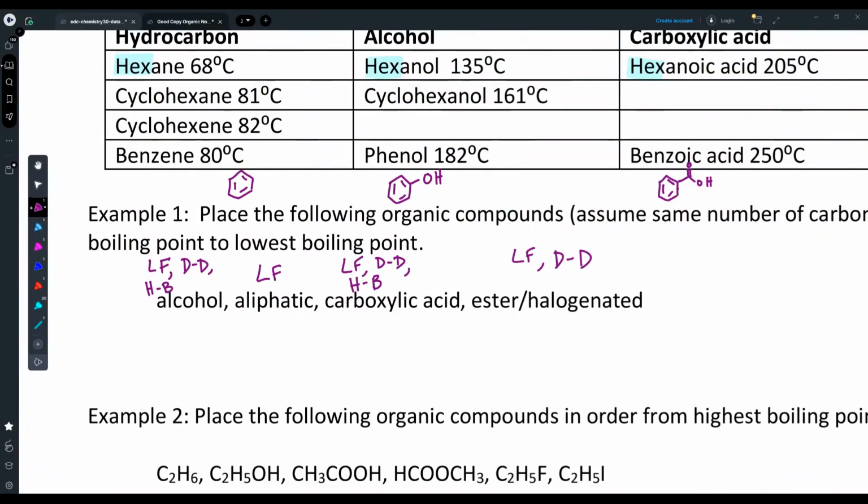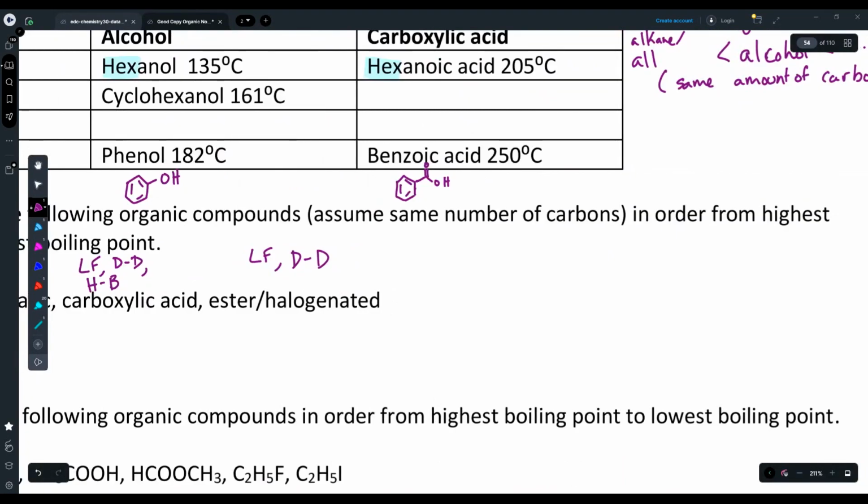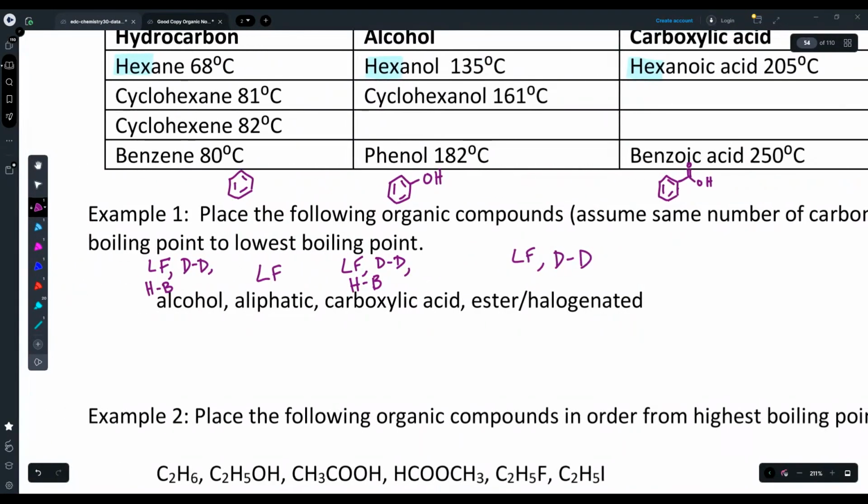Okay, so essentially what we need to do is look at these and compare all of the intermolecular forces happening to help us order these from highest boiling point to lowest boiling point. So the substances that are going to have the highest boiling points are going to have the most intermolecular forces. So that's going to be these two here, which have all three. However, since they're tying, we need to figure out which one has a higher boiling point.